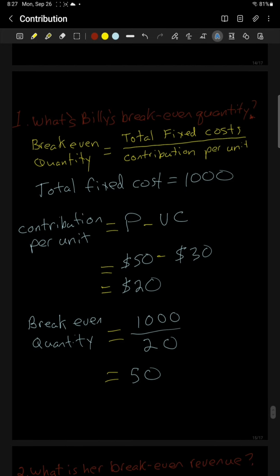What's Billy's break-even quantity? Well, break-even quantity is total fixed cost divided by contribution per unit. So total fixed cost is 1,000. Contribution per unit is price minus variable cost. So 50 minus 30 is 20. Break-even quantity is 1,000 divided by 20, which equals 50. So she has to sell 50 chairs in order to break even.